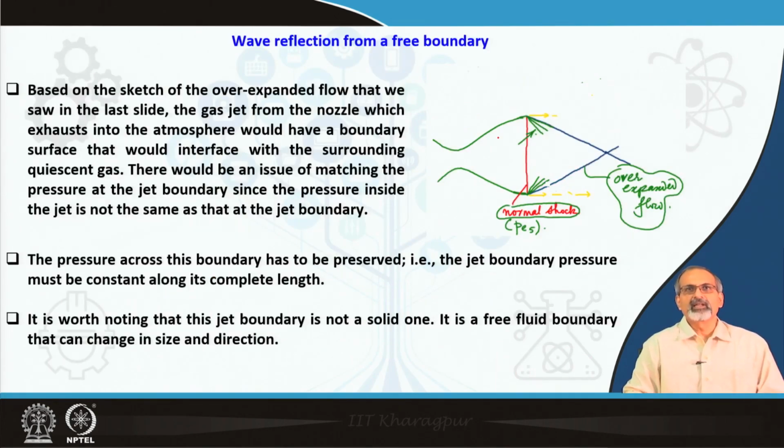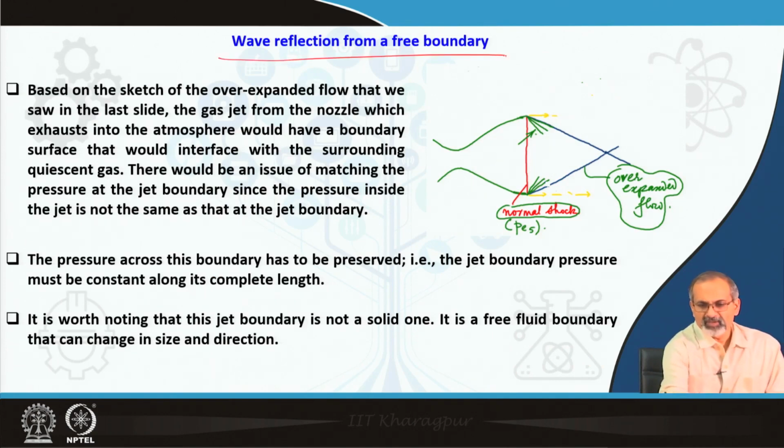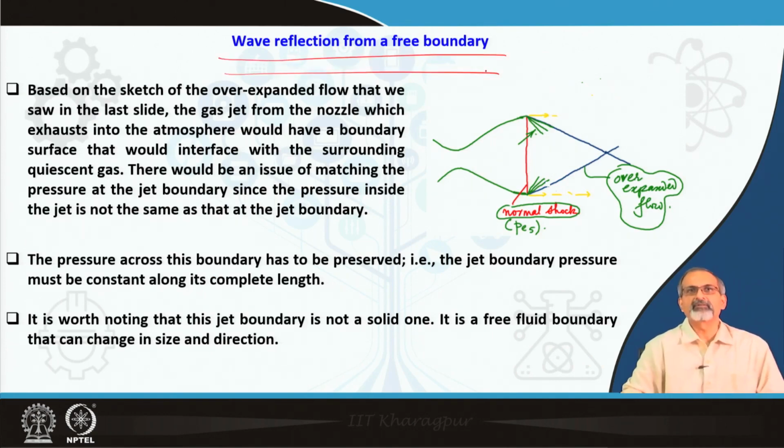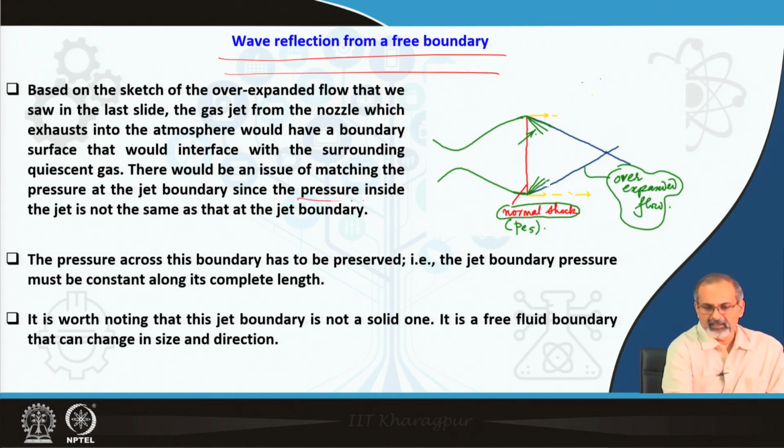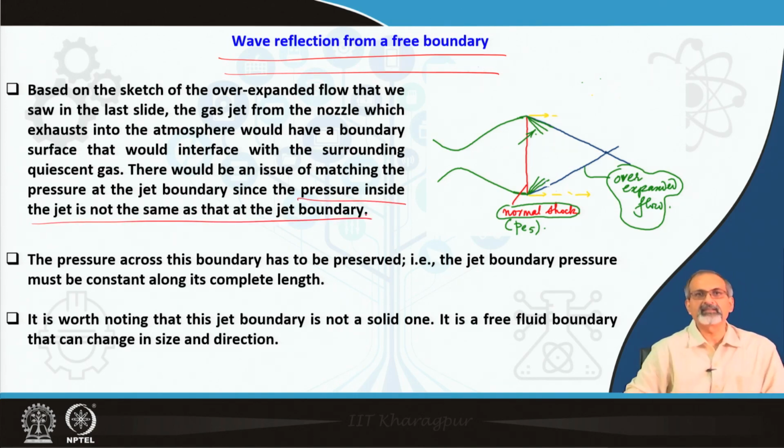In order to explore that, we talk about the phenomena of wave reflection from a free boundary. So, based on the sketch of the over expanded flow that we saw in the last slide, the gas jet from the nozzle which exhausts in the atmosphere would have a boundary surface that would interface with the surrounding quiescent gas. There would be an issue of matching the pressure at the jet boundary, since the pressure inside the jet is not the same as that at the jet boundary.